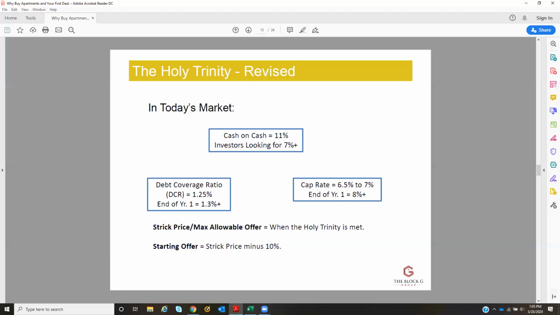So now where do you start negotiating? Well, we'd like to go minus 10% off your strike price, okay? Get below your maximum allowable offer. It's only good negotiating skills, right?